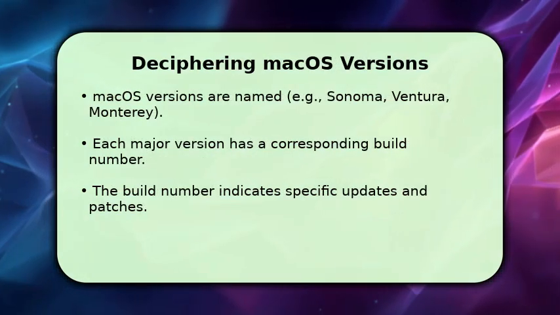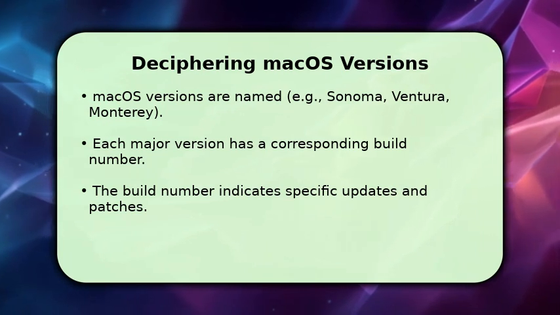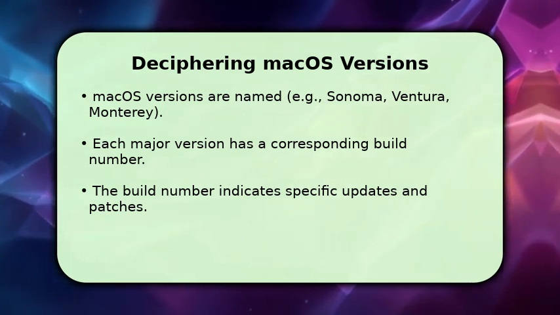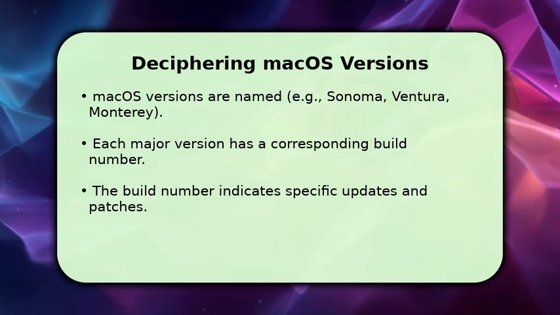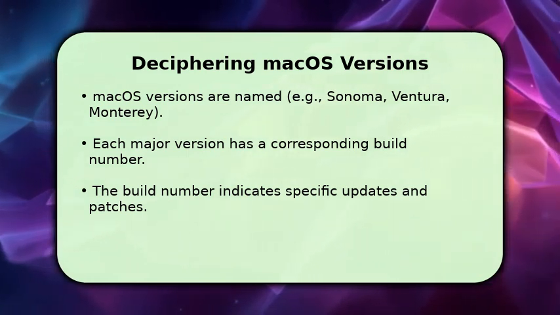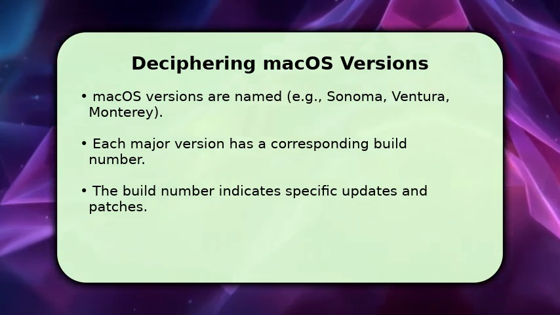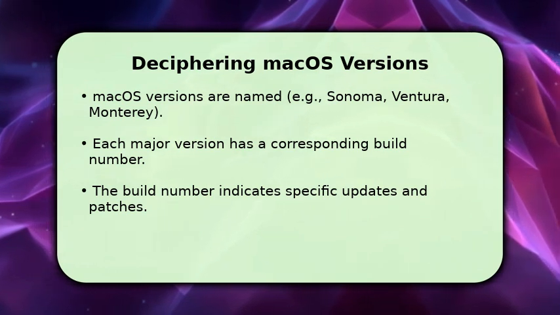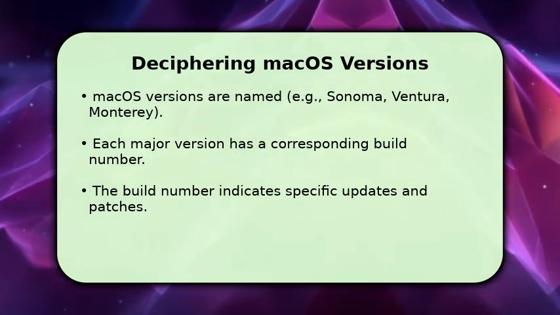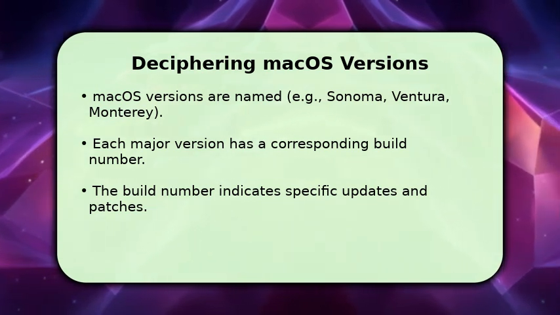Understanding the version numbers is key. Mac OS versions are often known by their names, such as Sonoma, Ventura, or Monterey. Alongside the name, you'll see a version number, like Mac OS 14.0. Each major version also has a unique build number, which provides even more specific details about the installed software. This build number helps identify minor updates and patches, ensuring you know exactly which iteration of the operating system you are running.